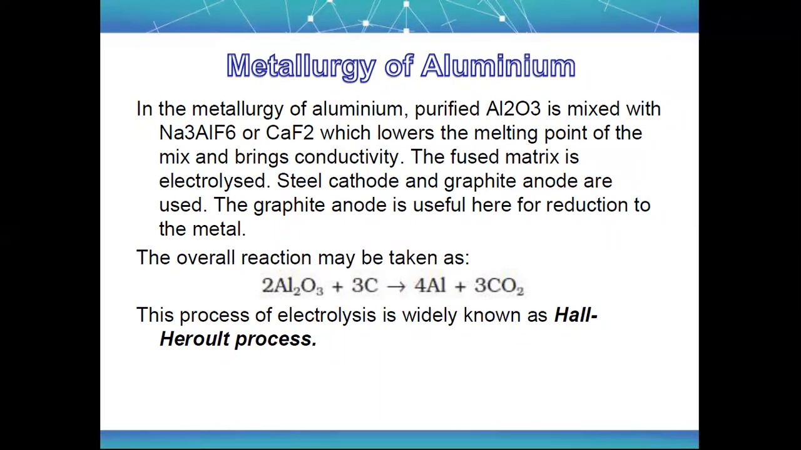Why graphite? Because it contains carbon. That is why we use graphite, and carbon is required to reduce the metal, because we have the oxide form of aluminium. If you want to remove the oxygen, we require a different type of electrode that can remove that oxygen from the metal. The overall reaction is 2Al2O3 plus carbon from the graphite gives Al plus CO2, and this process of electrolysis is known as the Hall-Héroult process.